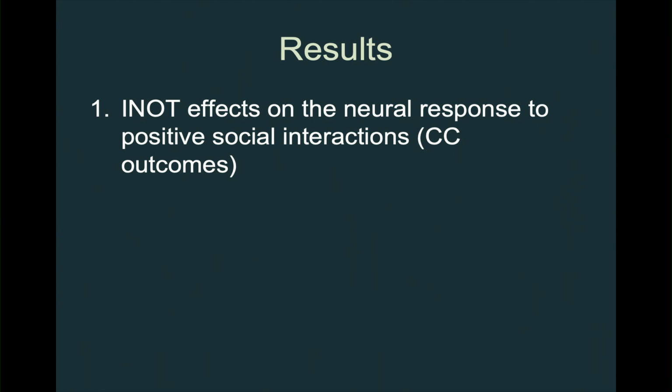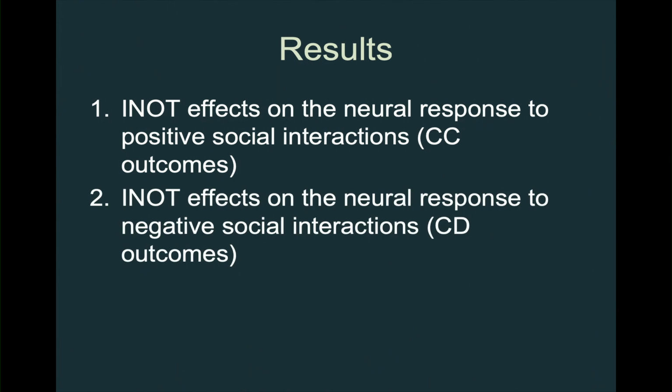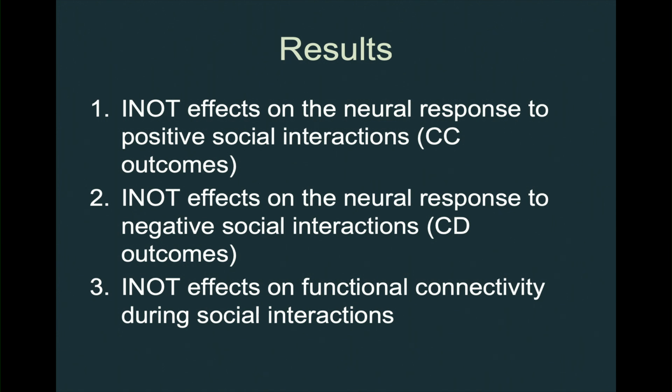So I'm going to tell you about 3 different sets of results today. First, the effects of oxytocin on the neural response to positive social interactions. Then the effects of oxytocin on the neural response to negative social interactions. And finally, the effects of oxytocin on functional connectivity during social interactions.